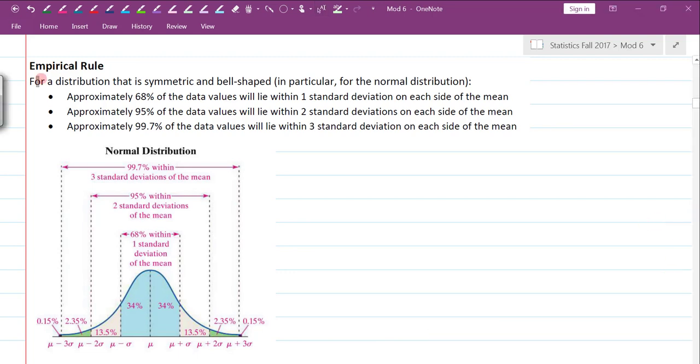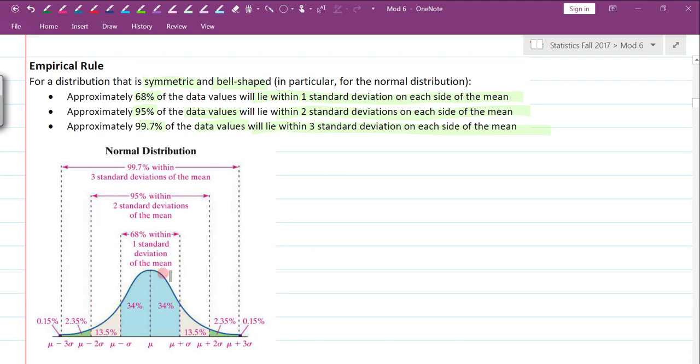One of the rules that you need to learn is called the empirical rule. The empirical rule says that for a distribution that is symmetrical and bell-shaped, in particular, for the normal distribution, we can say that approximately 68% of the data values will lie within 1 standard deviation of each side of the mean. Approximately 95% of the data values will lie within 2 standard deviations of each side of the mean. Approximately 99.7% of the data values will lie within 3 standard deviations of the mean. So what does that mean?